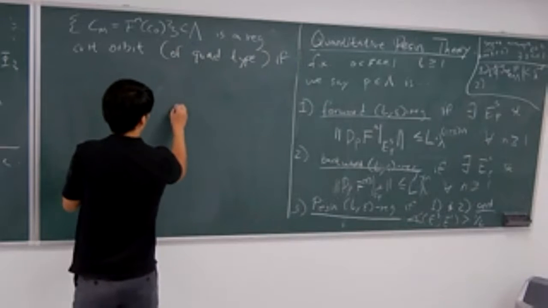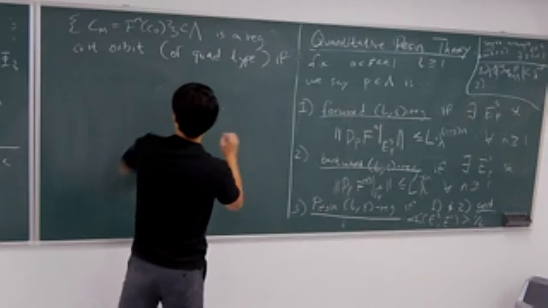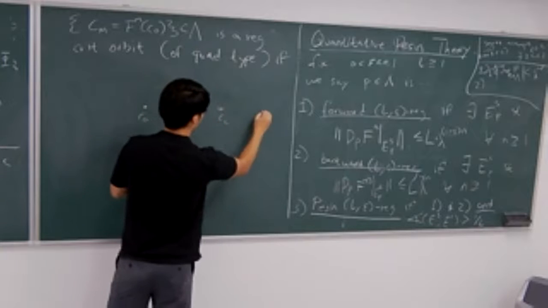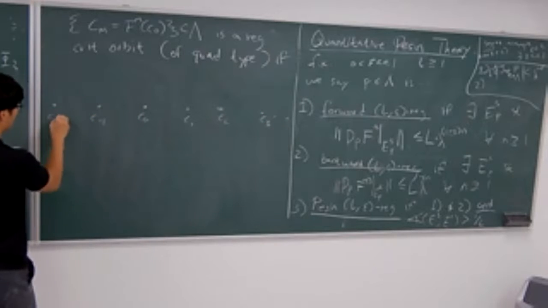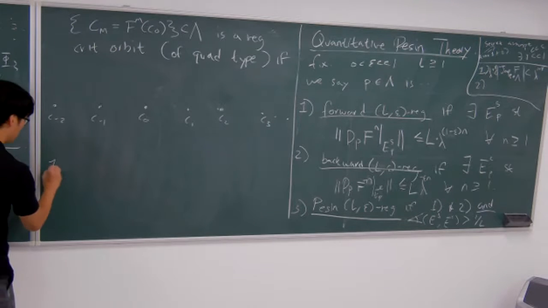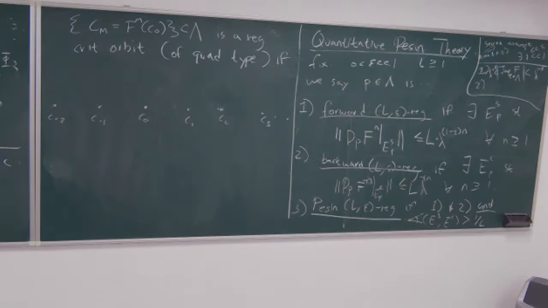So you have the following picture. You have C naught, C1, C2, C3, and then you go backwards, C minus 1, C minus 2, and so on. Okay, so you have this orbit in the odometer. We say that it's a regular critical orbit of quadratic type if the following is true. So first of all, maybe let me save the bottom of this board for pictures and go there.